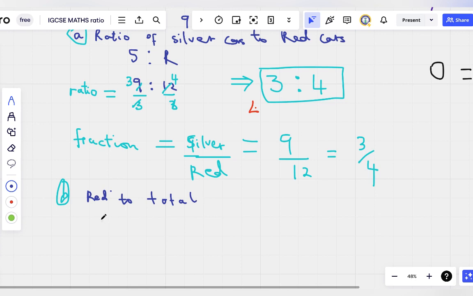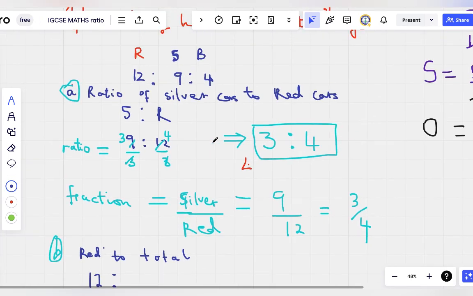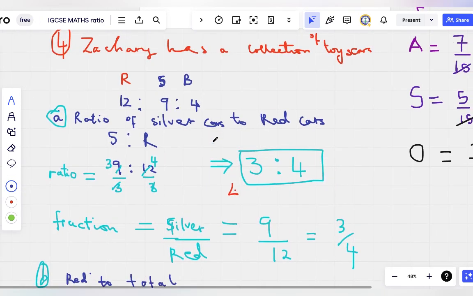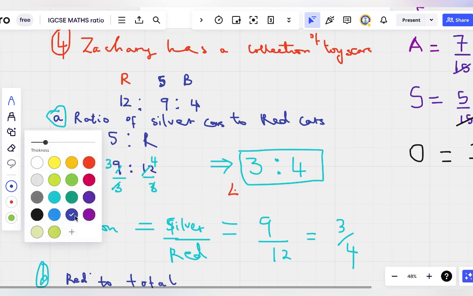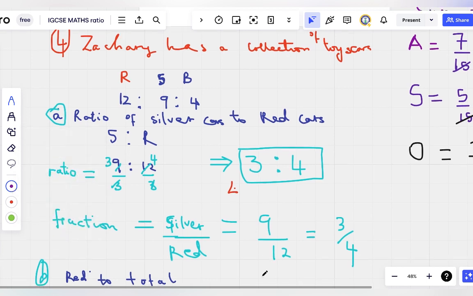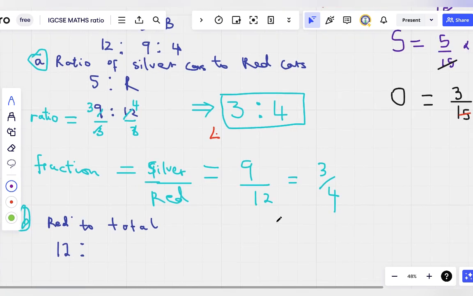We already know the number of red is 12, right? So we write 12 to what? 12 to the sum. What's the sum? To find the sum, we have to add them together. So let's add 12 plus 9 plus 4. You must find the total cars he has. 12 plus 9 is 21, plus 4 is 25. So the total, I write T, or sum.